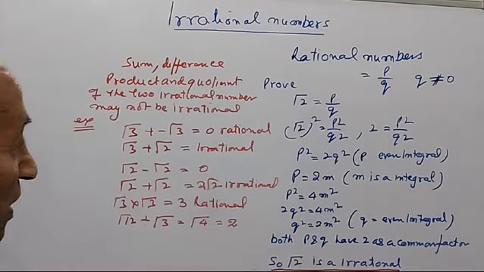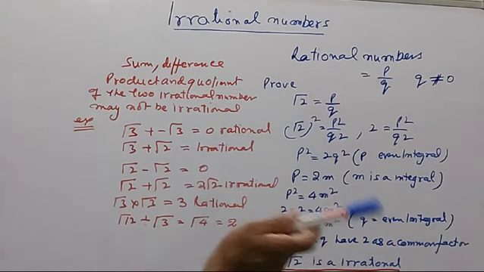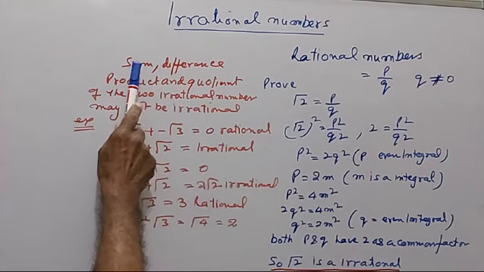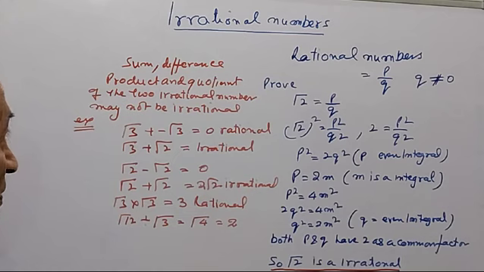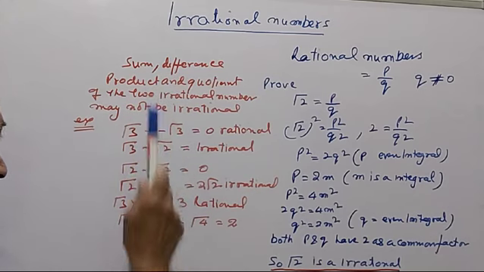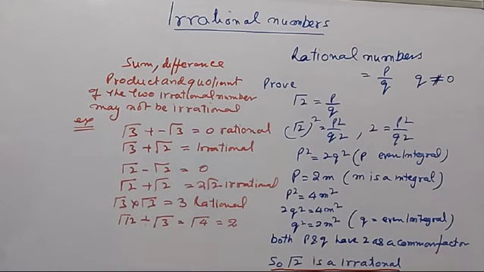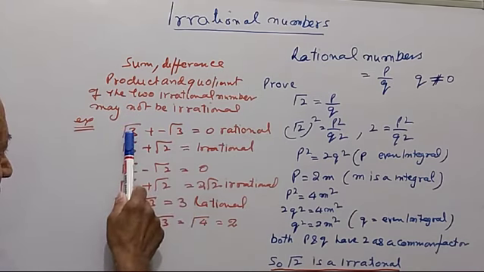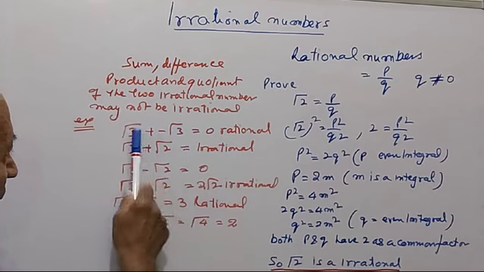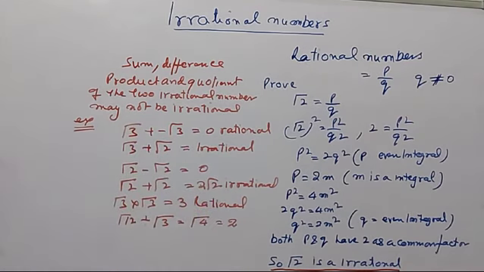Now there are certain properties of irrational numbers. You see, the sum, the difference, the product and the quotient of two irrational numbers may not be irrational. For example, if we take root 3 and minus root 3, the sum is 0, that is a rational number.